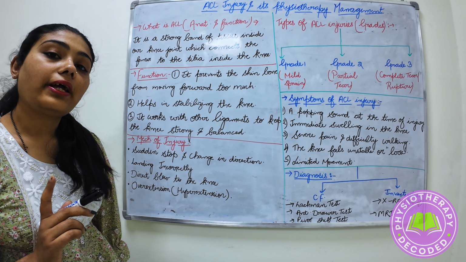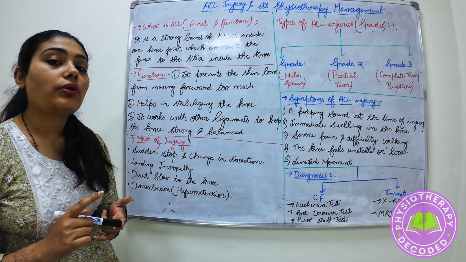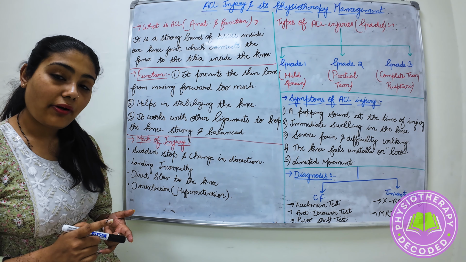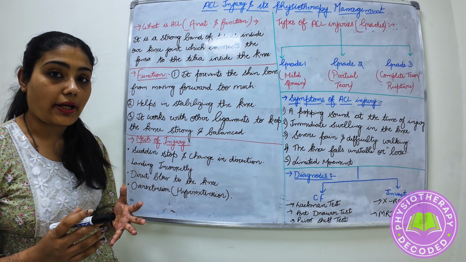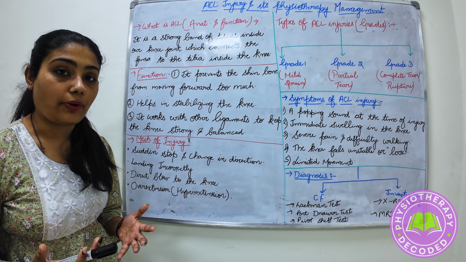If we talk about the investigations, then first an X-ray is done to rule out any bony fractures, and then an MRI. MRI is performed to confirm the ACL tear and to check whether there is any damage to other structures of the knee joint.